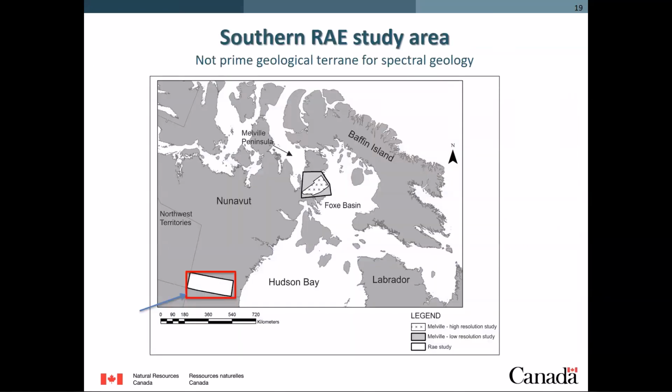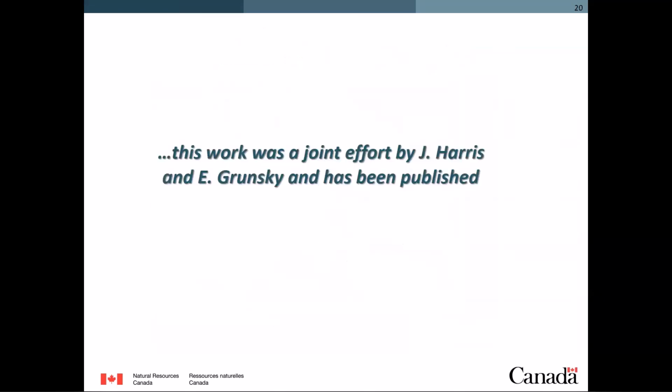Let's look at southern Rae Province now. Now, this is not a good territory for spectral geology. It's all Precambrian rocks and covered with lichen and forest, etc. We're just north of Manitoba. And this is work that was done by Eric Grumsky, who will be giving a talk shortly, sometime on geochemistry. He's one of the world leaders in interpreting geochemical data. So this is work I did with Eric.